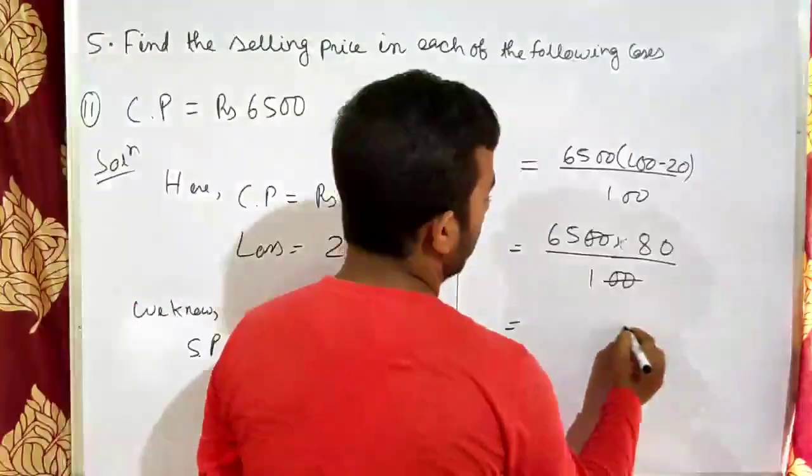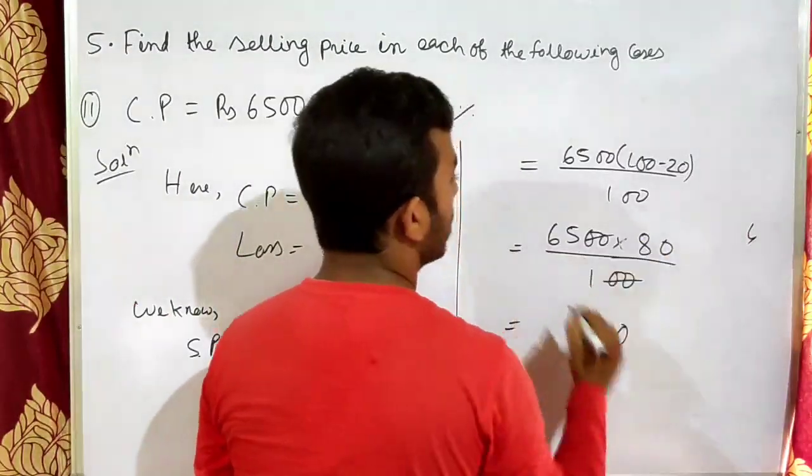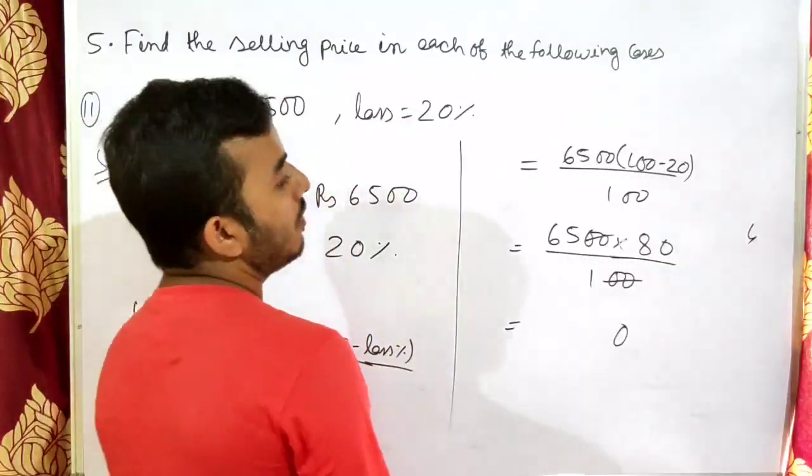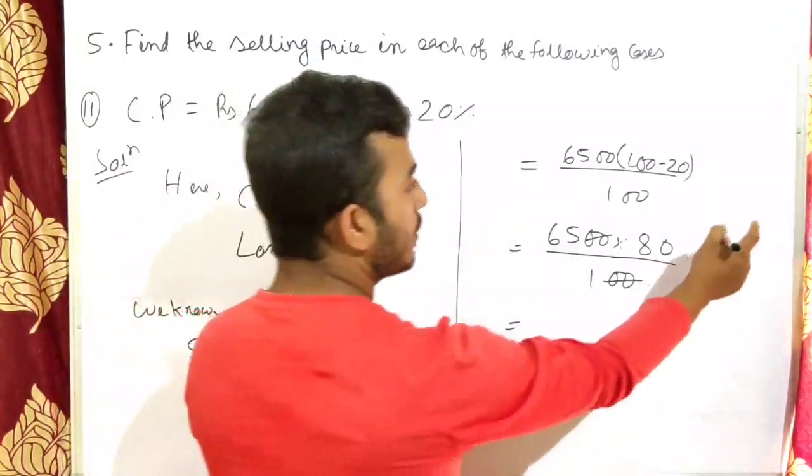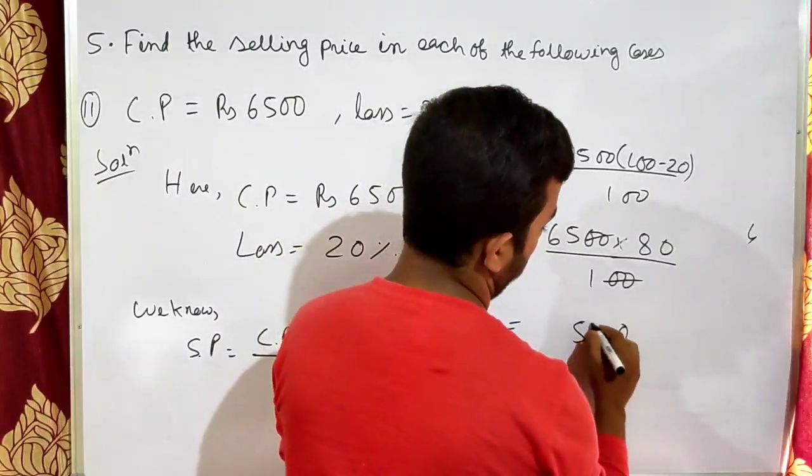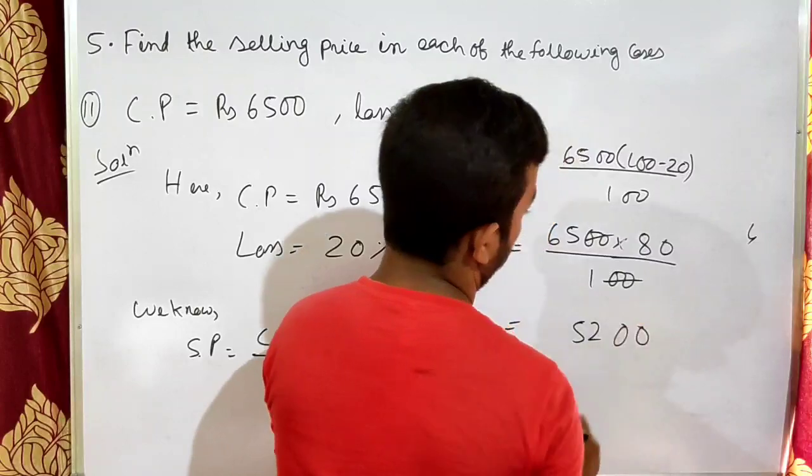Okay, 40, remainder 4. 8 into 6 is how much? 8 into 6 is 48, isn't it? 48 plus 4 is how much? 52. 5 2, and this 0.